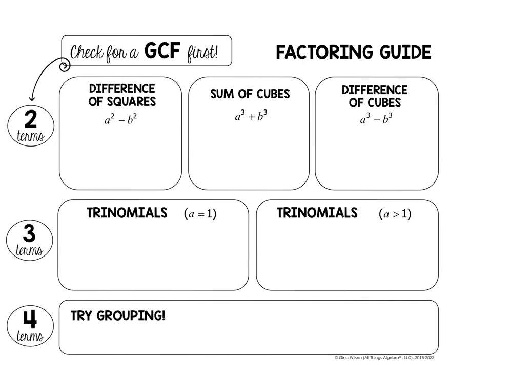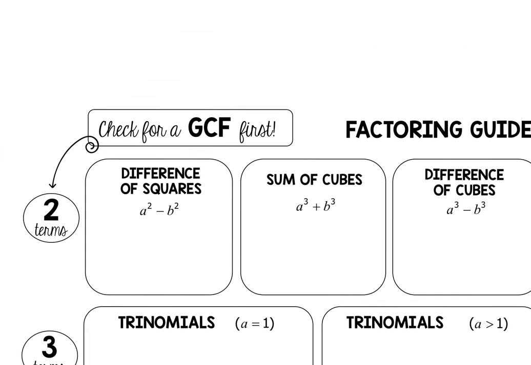So our factoring guide, one thing that you could do, if you do happen to have a highlighter, great. If not, just put a star by this or highlight this. When we factor, no matter if I have 2 terms, 3 terms, or 4 terms, I would always check to see if I have a greatest common factor. If we have a greatest common factor, we have to take that out.